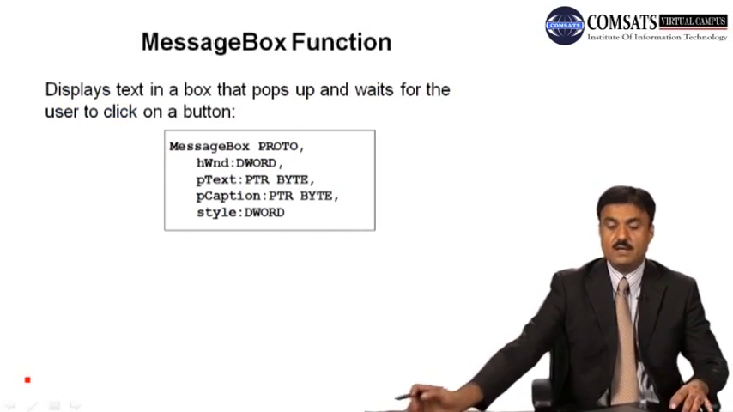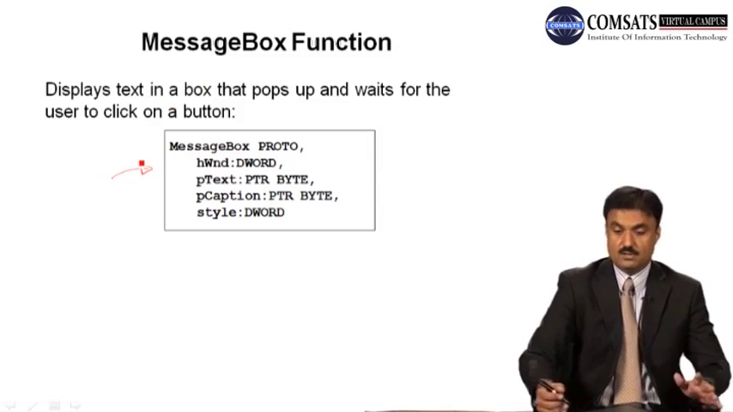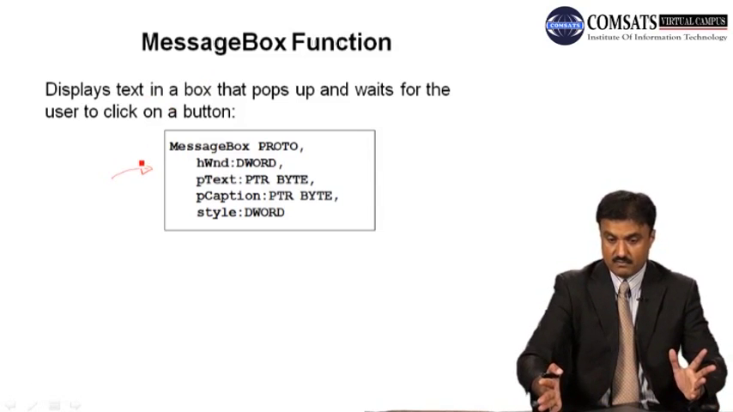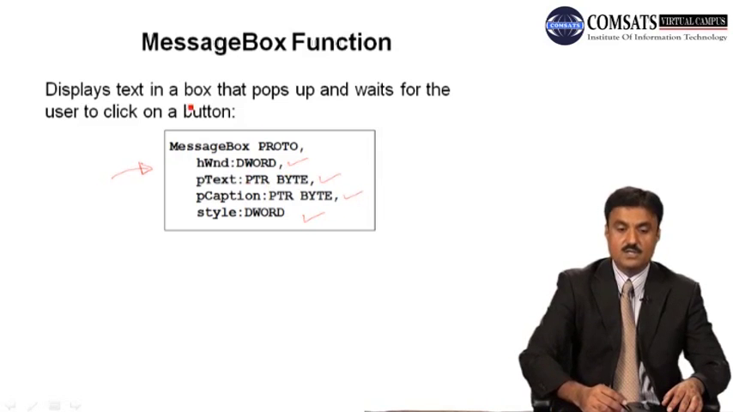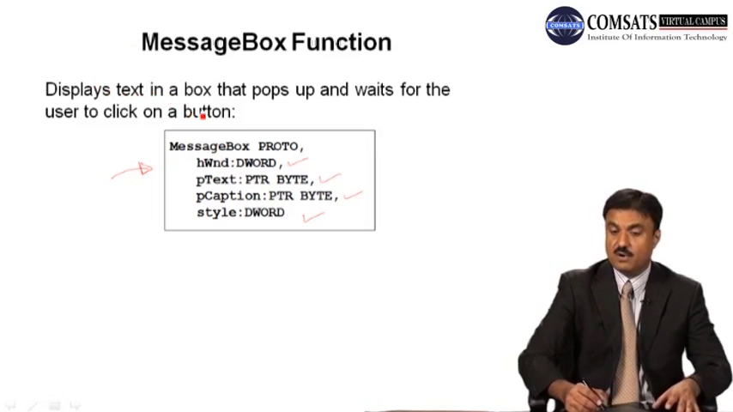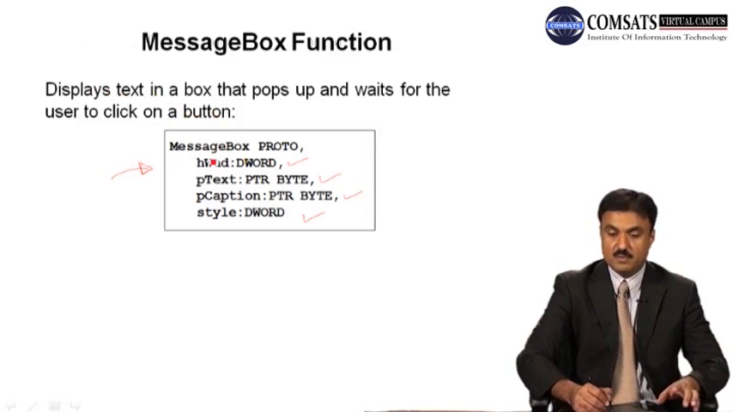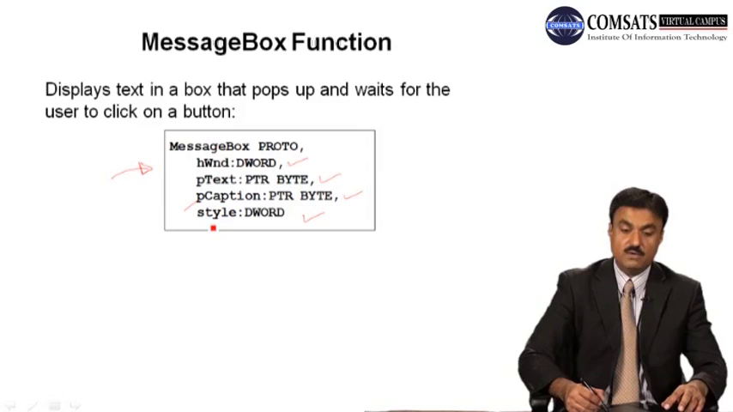Now we will come very quickly to a very simple window that you can create. In this one you can see we are using the window, then we have the byte for the text, we have caption, and then we have the style. So this is the message box function. This message box function will display a text in a box that pops up and waits for the user to click on a button. So there are multiple members. We have the handle to the window, and then we have the text that you want to write. Then we have the caption that you want to write on the title bar and so on. Then we have the style.